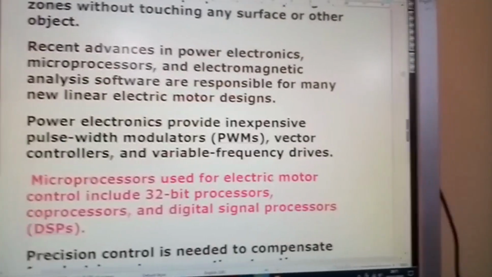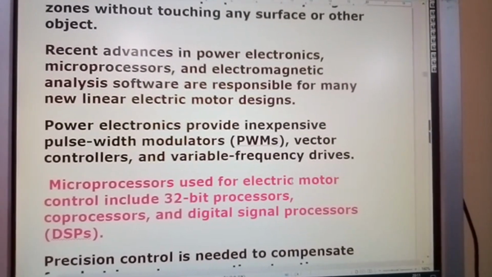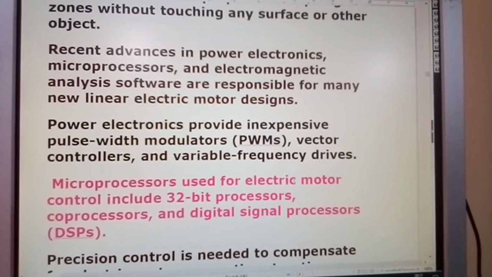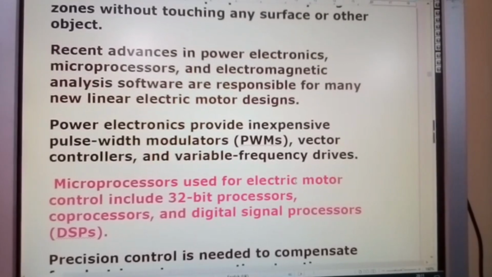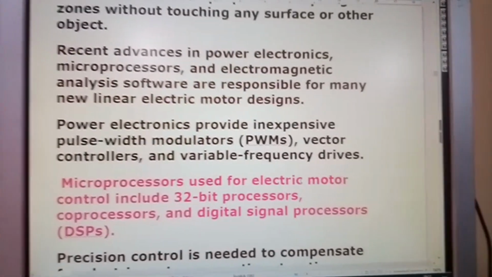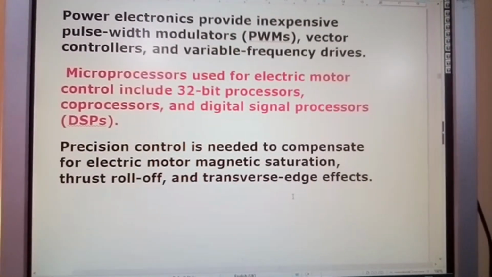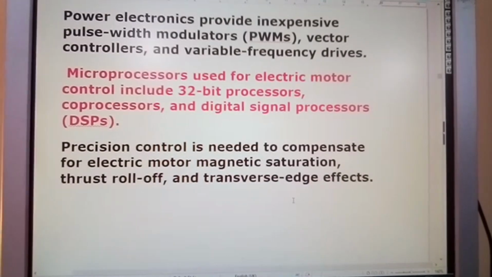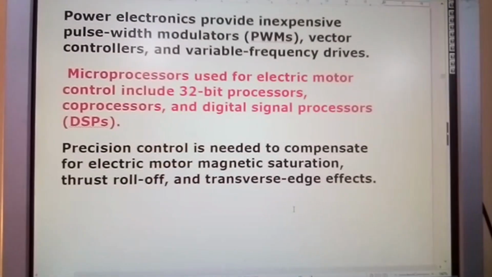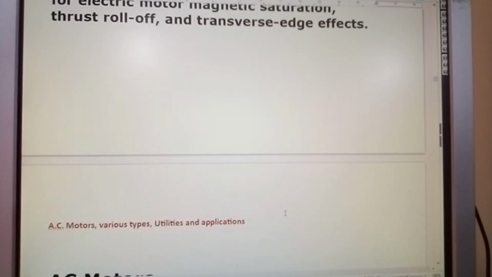Power electronics provide inexpensive pulse width modulation, etc. Microprocessors used for electric motor control include 32-bit processors, etc. Position control is needed to compensate for electric motor magnetic saturation, etc. And that's where we're going to stop for now.